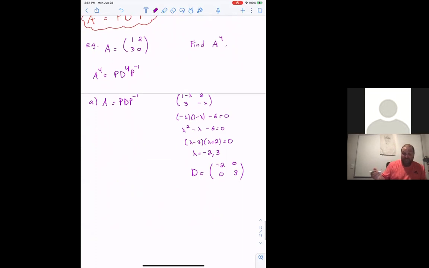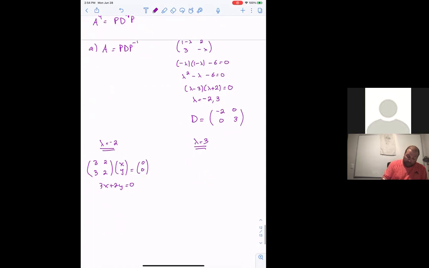Well, to do that, I need to know my eigenvectors. So we'll do lambda equals negative 2, and then we'll do lambda is equal to 3. When lambda is negative 2, 1 minus negative 2, I get 3, 2, 3, 2, acting on x, y is equal to 0, 0. So I have 3x plus 2y is equal to 0. So what's the simplest one to use? 2, negative 3 would work.